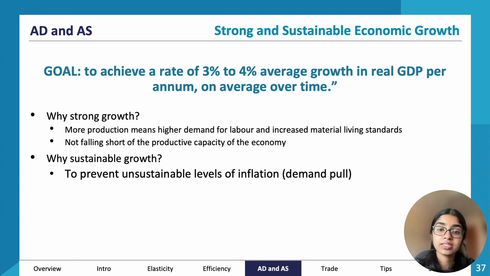Next, sustainable. So we don't just want the strong growth, we also want it to be sustainable. So why do we want it to be sustainable? Well, the reason why we don't want growth of like 20% every year is because we don't want crazy inflation to happen. So we want to keep inflation sustainable, and we want to make sure that demand pull inflation is not like crazy high. We want to keep it in line with our goal of low inflation.